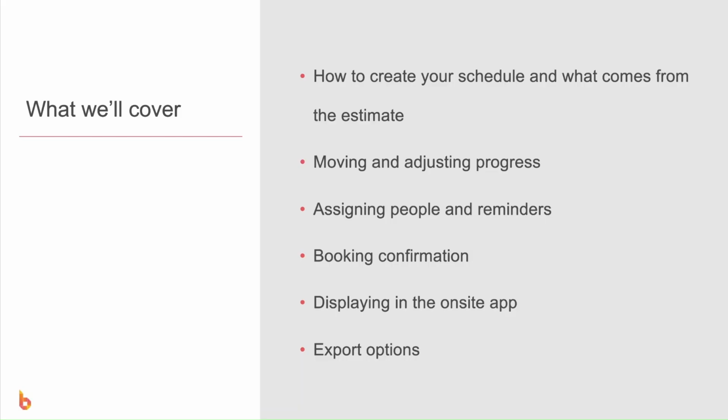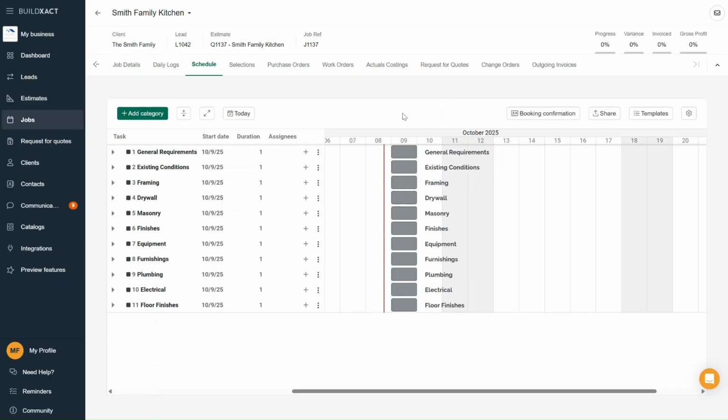We'll also look at assigning tasks, sending reminders, and booking confirmations. Then we'll cover how the schedule connects with the Onsite app, and finally, the export and sharing options. Jumping into my account now, and the first question is, how do you set up the schedule?